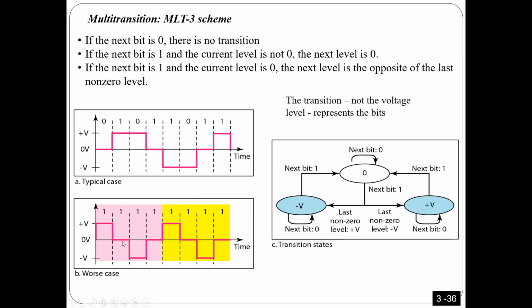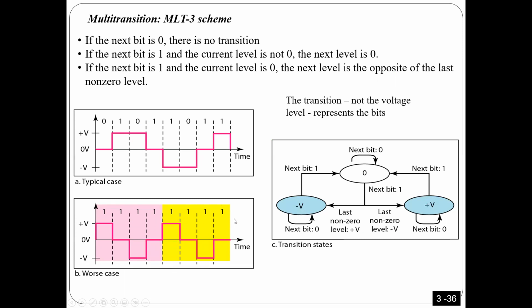Now this one is 0, and the next one is 1, so this one has to be the opposite of the last non-zero. The last non-zero was positive, so I'm going to bring it to negative. Is that okay? Now this one is negative, right? And the next one is 1. Positive or negative, it has to go to 0. It's 0 now. So anyway, you can think about the other ones. It's almost the same thing.